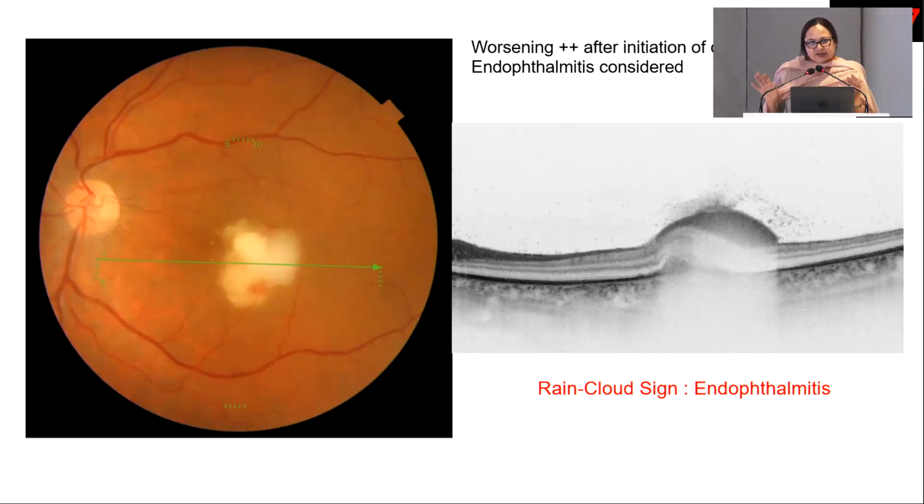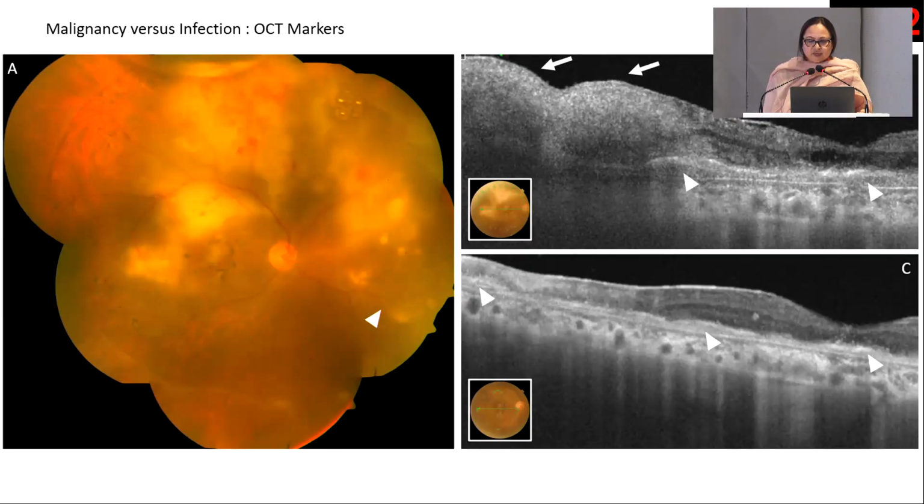So if you see this kind of a rain cloud sign, be very certain that it's going to be infective, and this is not one of the non-infective uveitis, and it's important because then you don't give steroids, then you try to find out the cause. We work in uveitis, and we all know that we are kind of strange people who confuse lymphomas with toxo and viral, and we all have done it at some stage or other in our lives.